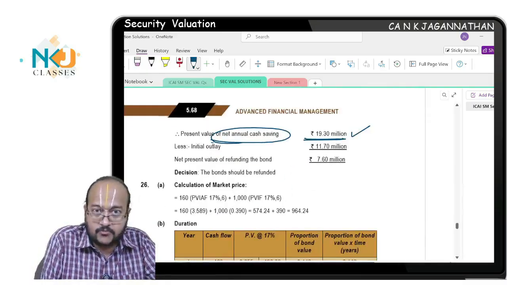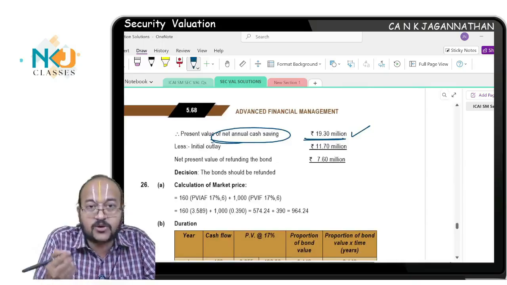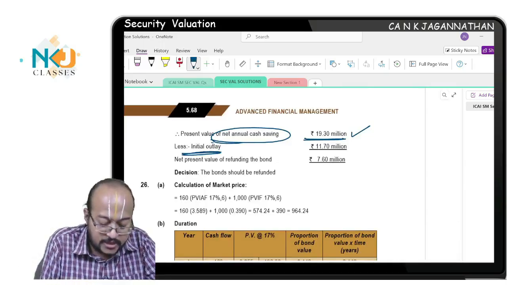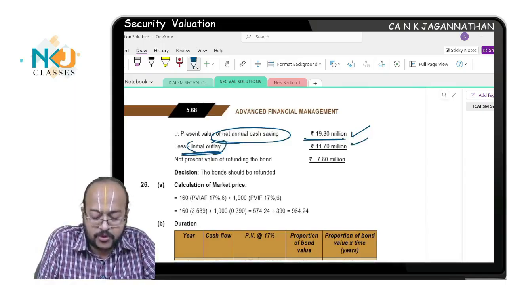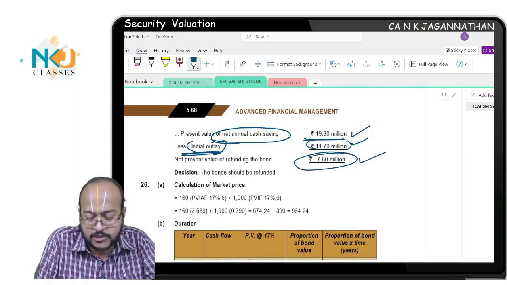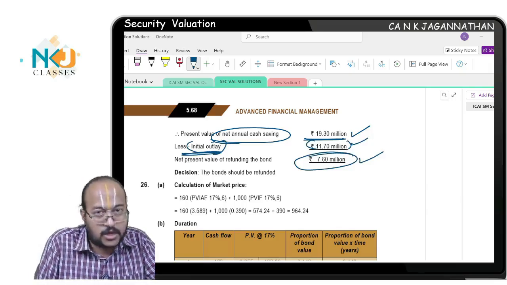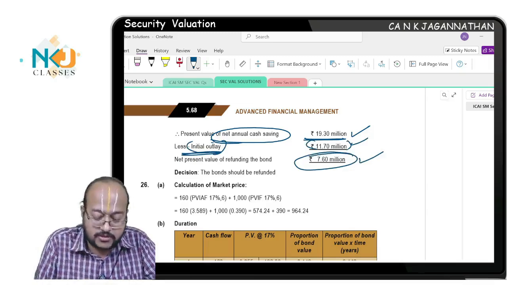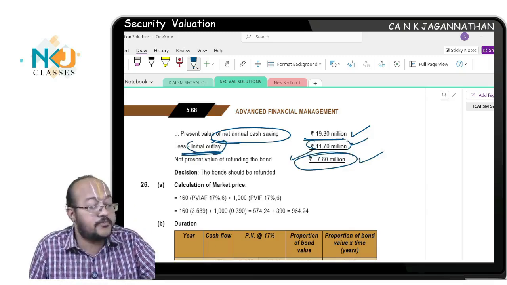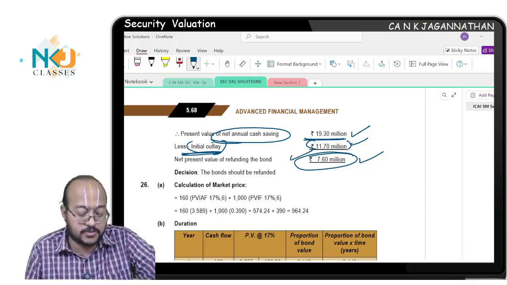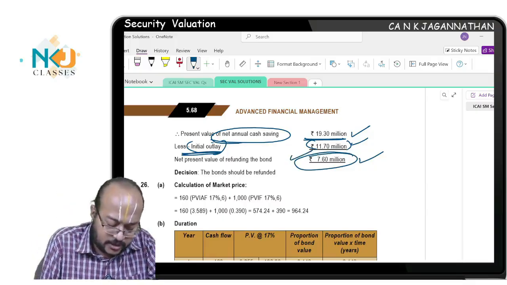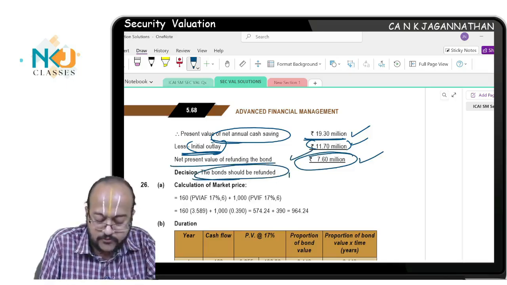Present value of net cash inflow less the initial outlay, the discounted cash outflow of 11.7 million. How much is that? 7.6 million, which means this is the cost benefit. If I refund the bond, this is the extra benefit I will enjoy in present value terms. I am enjoying the benefit now. So therefore the bond should be refunded. What is the decision?